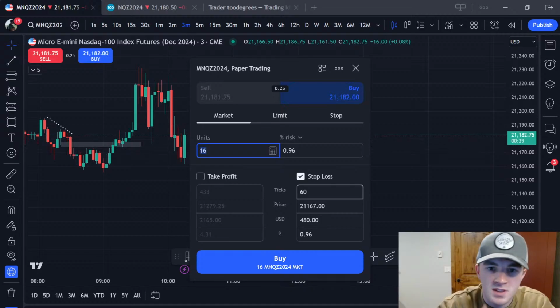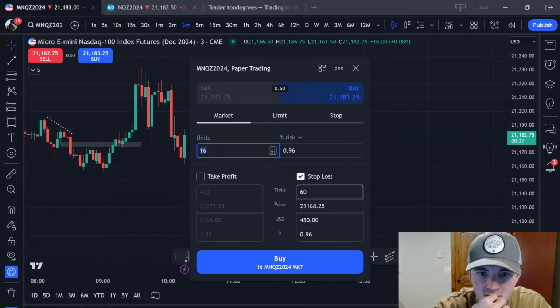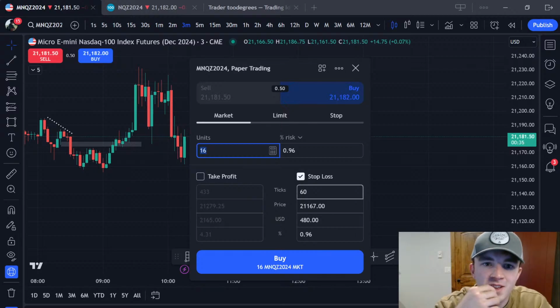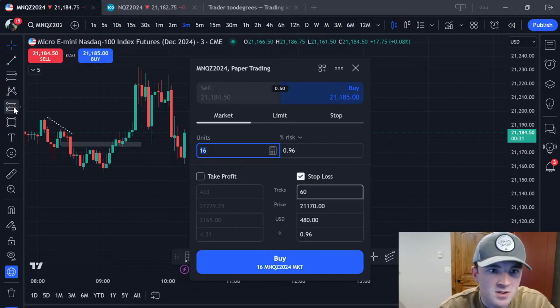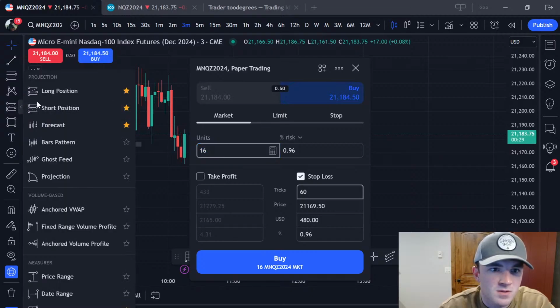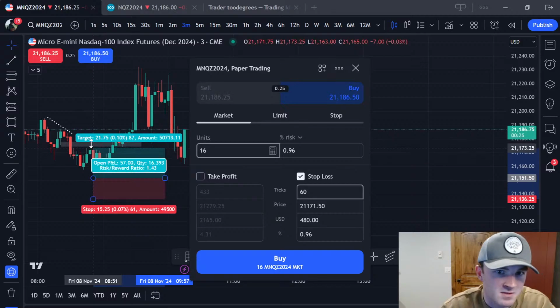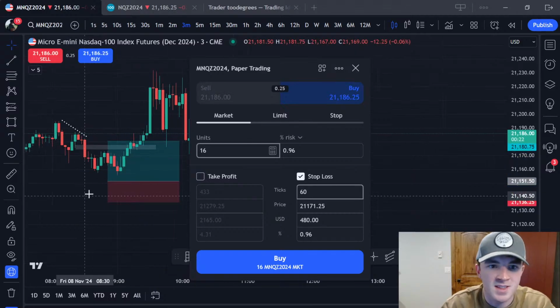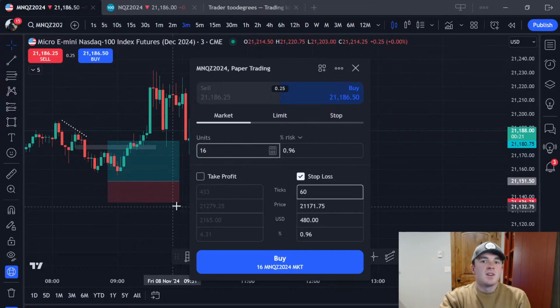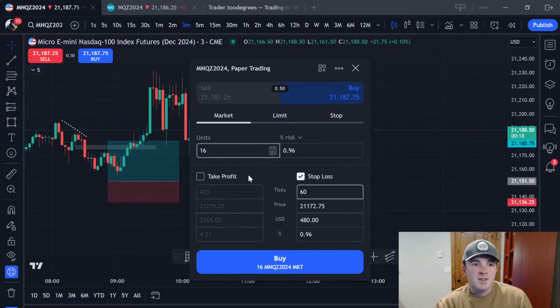I get what you're saying though, but I think it's easiest for me just to go on the chart, just go boom, and then it just tells me, okay, 16. You know what I mean? I think that's the easiest way for me, because I'll probably just be doing market buys.